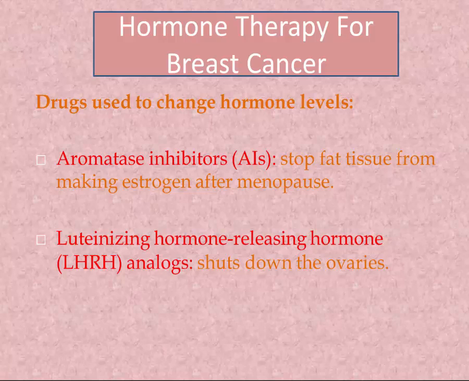Hormone therapy for breast cancer. Drugs used to change hormone levels: aromatase inhibitors, AIs, stop fat tissue from making estrogen after menopause. Luteinizing hormone releasing hormone, LHRH, analogs, shut down the ovaries.